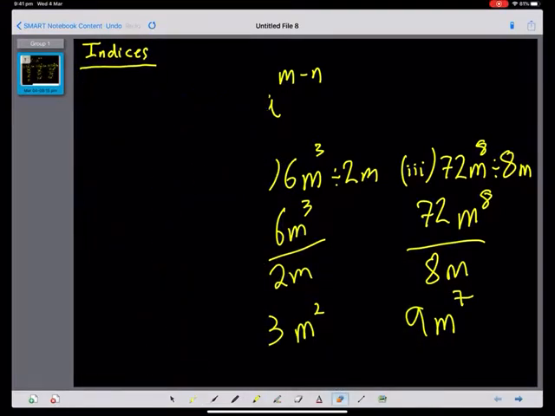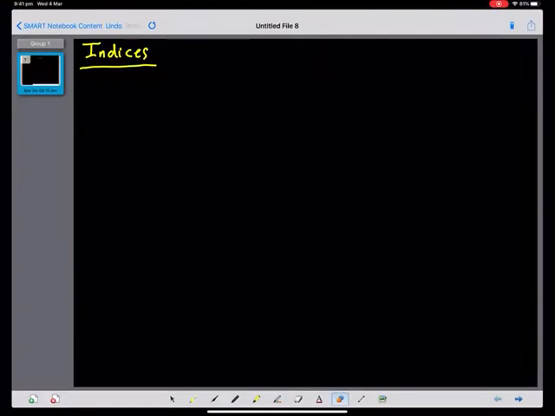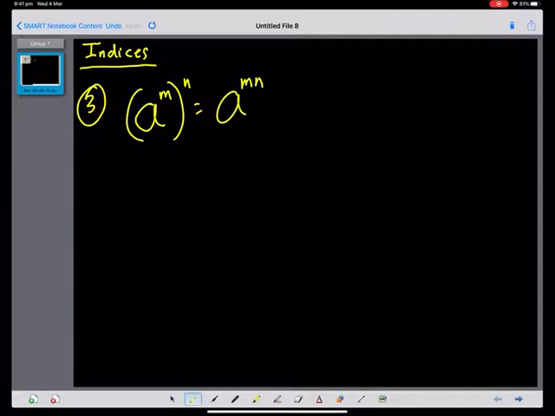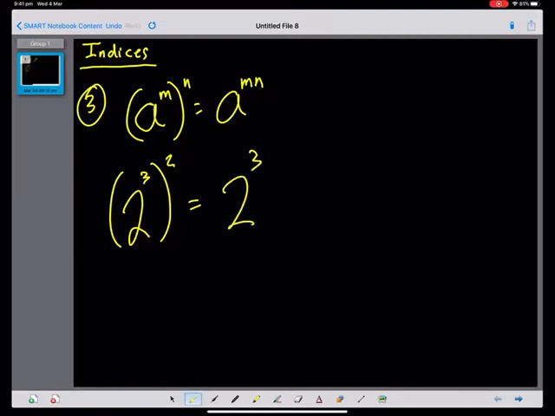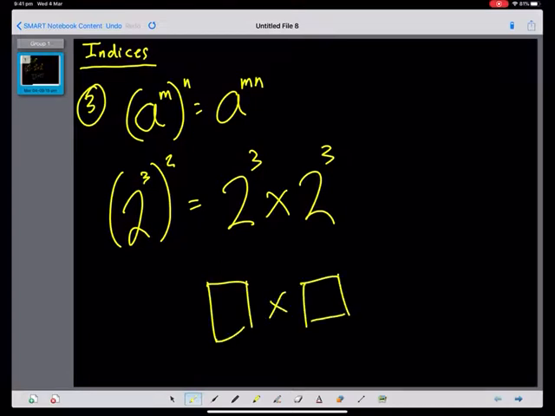Okay, so let's have a look at the third index law. The third index law states that if we have a to the m, all to the n, that is the same as doing a to the m times n. Let's look at that numerically then. Let's have a look at 2 cubed, squared. Now, this is 2 cubed multiplied by 2 cubed. It's effectively what squared means. It means something multiplied by itself.